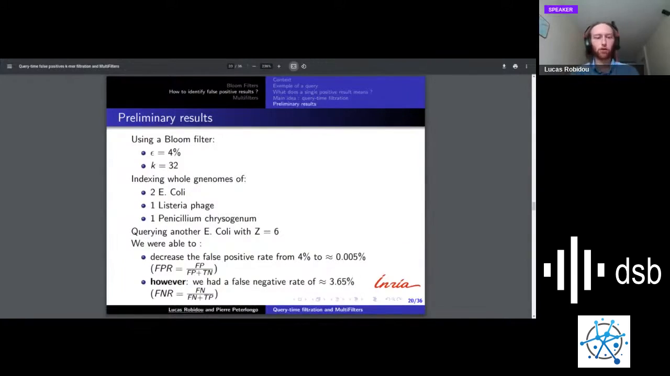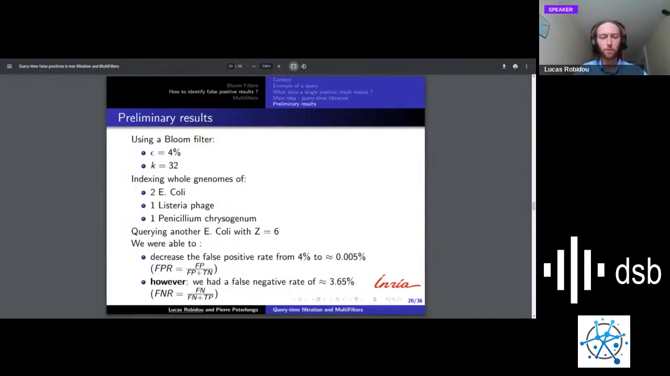We tried that approach with Bloom filters of 4% false positive rate and K equal to 32. We indexed 2 Escherichia coli, 1 Listeria phage, and 1 penicillium, and we queried another Escherichia coli. We fixed Z to 6, and thanks to that, we were able to decrease the false positive rate from 4%, the original false positive rate of the Bloom filter, to 0.005%, which is a gain of about 800.